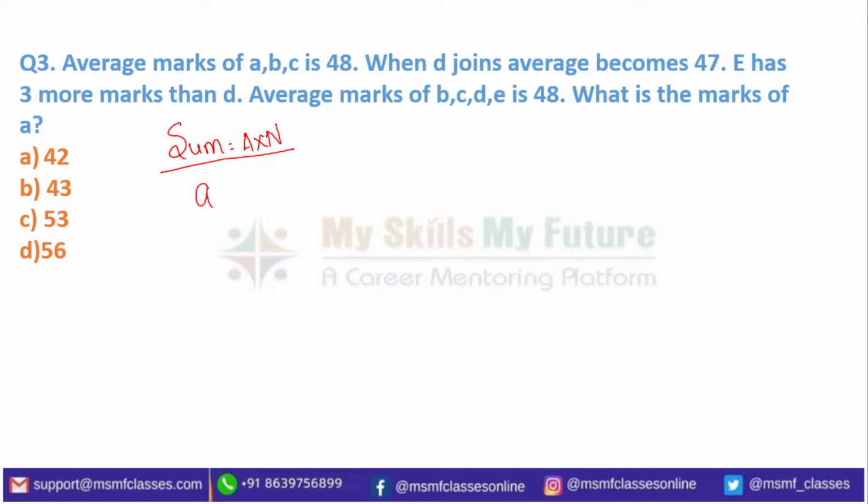So, the sum A plus B plus C equals 48 into 3. The number of observations is 3, that's why I am taking 48 into 3. 48 into 3 is nothing but 144.